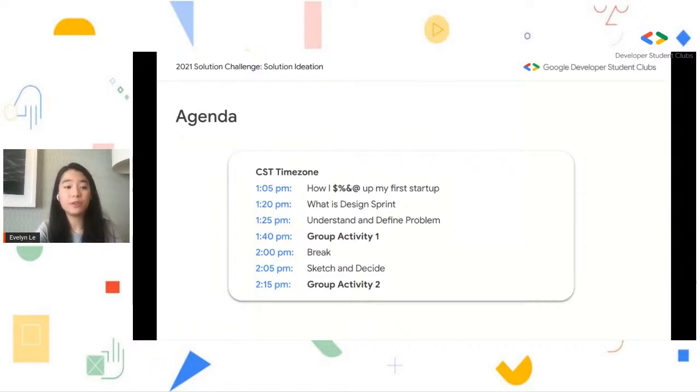And then we're going to have the group activities where you're going to be randomized into groups of 4, and Danny's going to tell you more details on how you can be assigned to breakout groups later on. Then after that, we're going to have a 5-minute break. We're going to go back to the second half of the workshop with sketch and decide. This is the fun part where you can actually sketch with your team in group activity number 2.